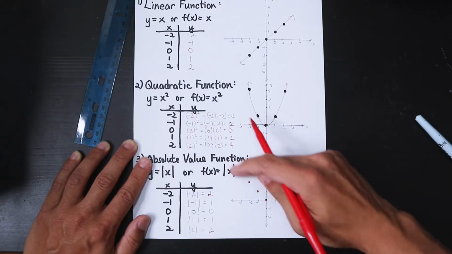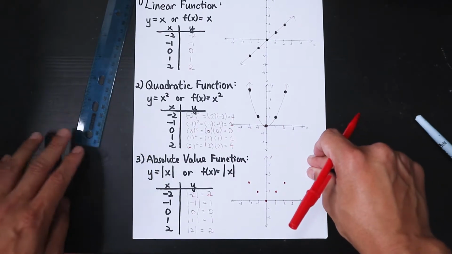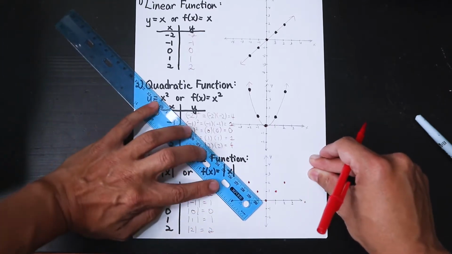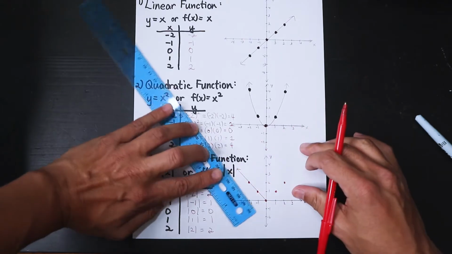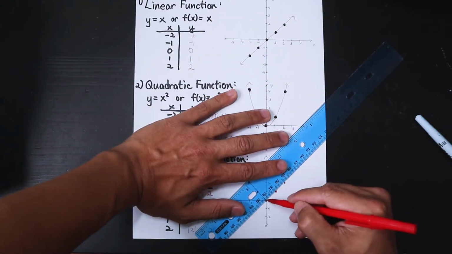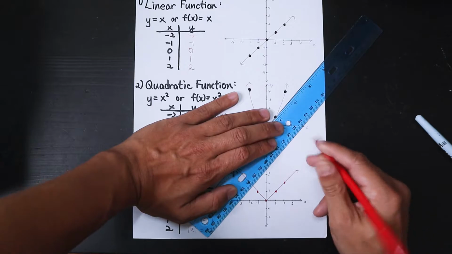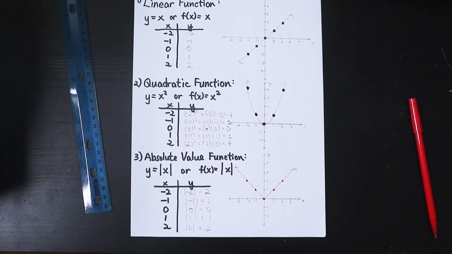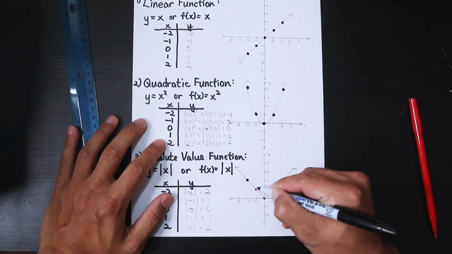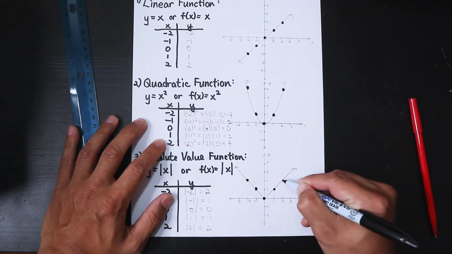Now again, this is not a straight line, but it is a V shape. So you're going to use a ruler and connect these 3 dots together to make one straight line, and then you're going to connect these 3 dots together and make another straight line. So this is what the absolute value function looks like, the parent function of absolute value. So you're going to make these 5 points larger.